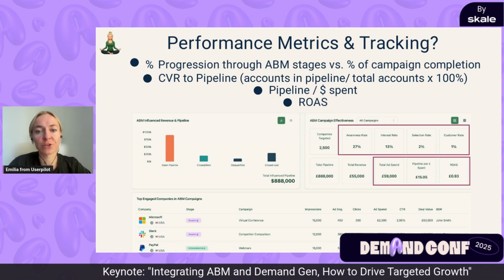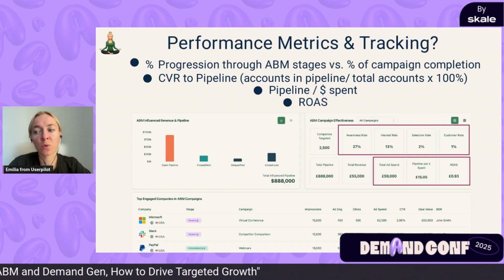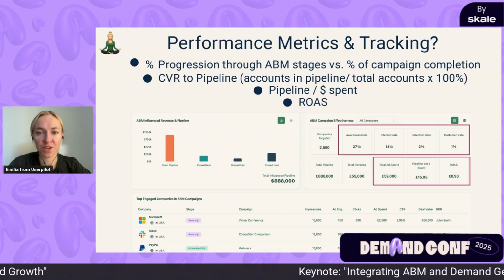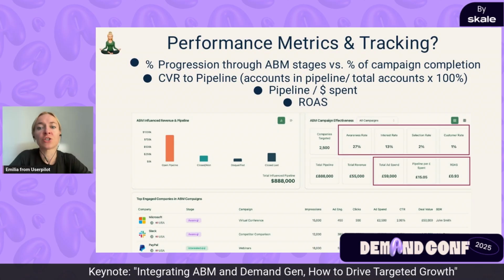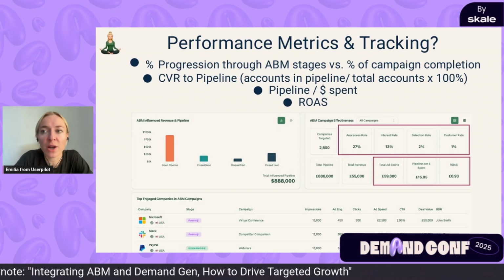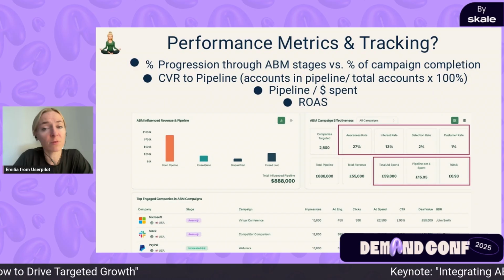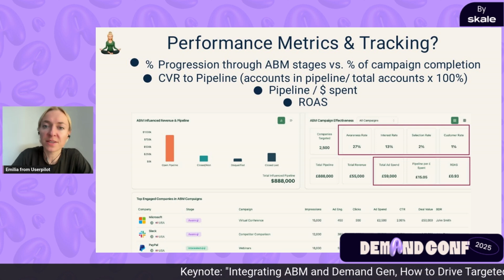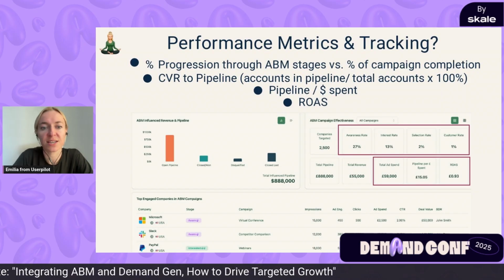Performance and metrics, just one last thing. We measure progression for ABM stages versus the percentage of campaign completion. So we have certain benchmarks for the campaign. We want a certain percentage of the accounts to move to the interested stage, the considering stage, the selecting stage. And we track that based on the percentage of the campaign completion. So if the campaign is running for 3 months, after each week, we know that, hey, the campaign is a certain percentage through, is the percentage of the accounts that we expected to have moved through the stages, moving through the stages.